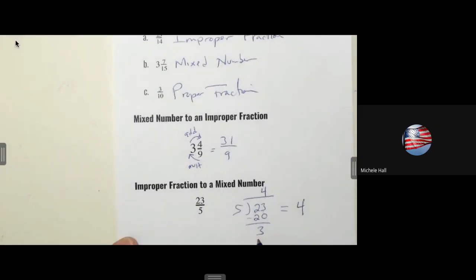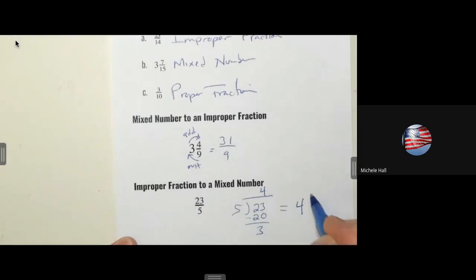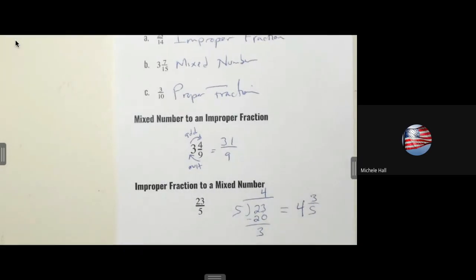There you go. There's 3 left out of 5. 3/5. There you go. You just divide it out until you have no more numbers, and then you take your remainder and make it a fraction over the dividend. All right.